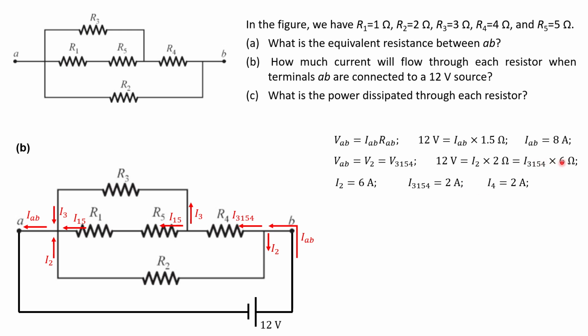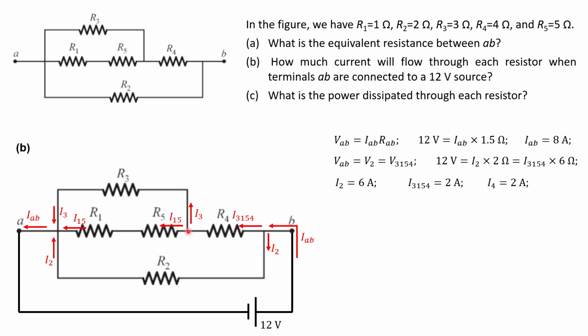Because 6 times I has to be equal to 12, so this is 2 amps. Well, I sub 345 is also I4, right? Because the current that goes through this network is the same as the current that goes through the resistor 4. So I4 has to be equal to 2 amps. So we already found the current through 2 of the resistors. So let's continue and find the current through the rest of the resistors.